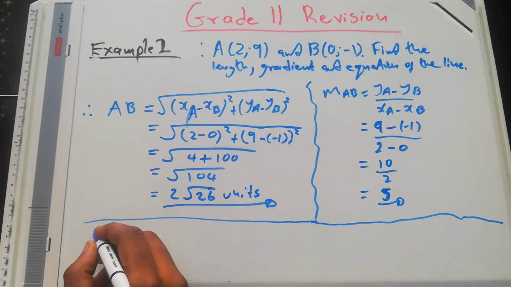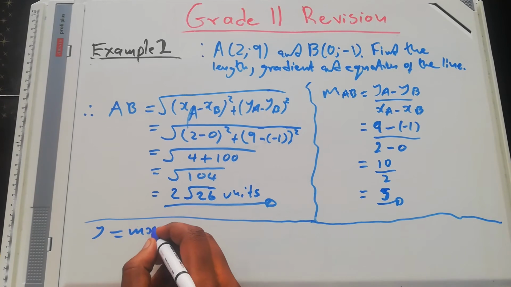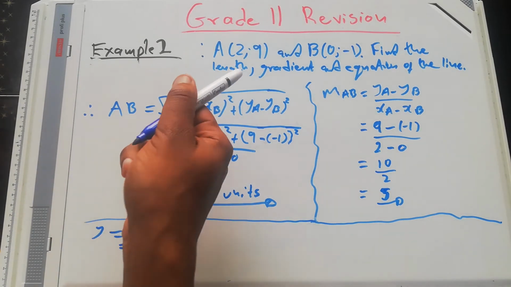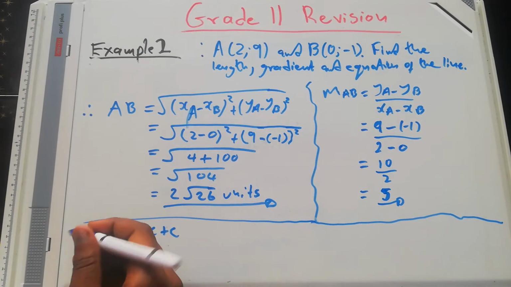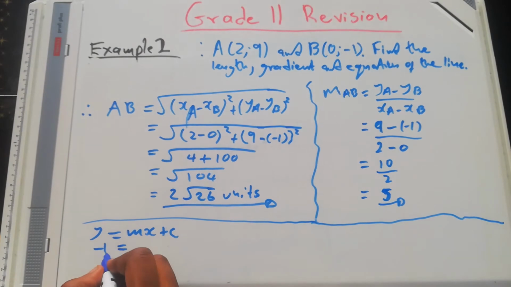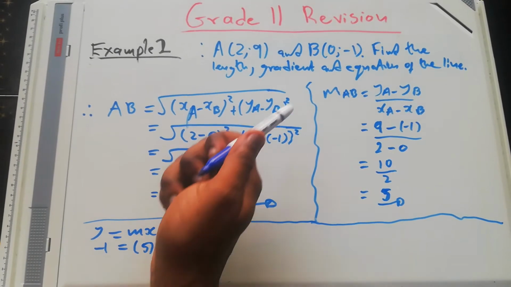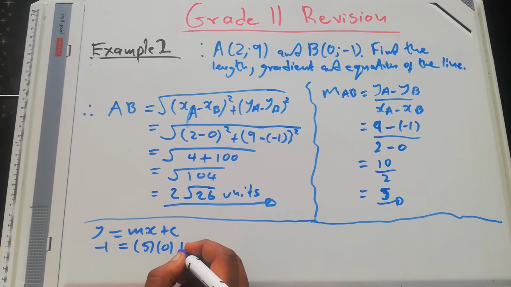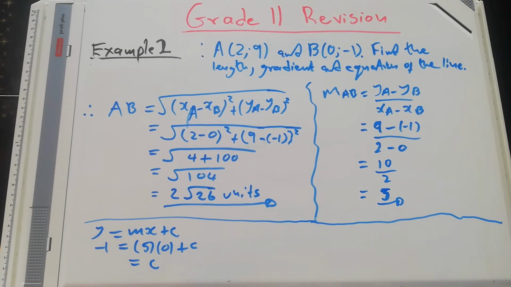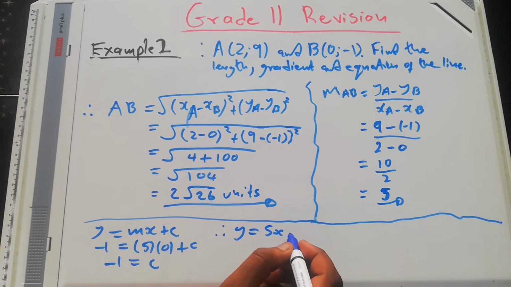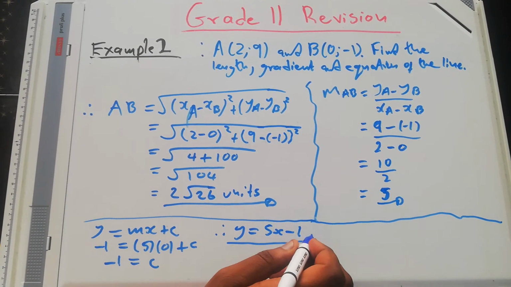Remember, the equation for a straight line is given as y equals mx plus c. So for this one, I'll choose point B. At point B, my y is minus 1. My gradient, I already calculated it. Here it is, it's 5. My x at point B is 0, plus c. So the value of my c is going to be minus 1. Therefore, the equation to this line is given as y equals 5x minus 1. Here's your equation to the line.